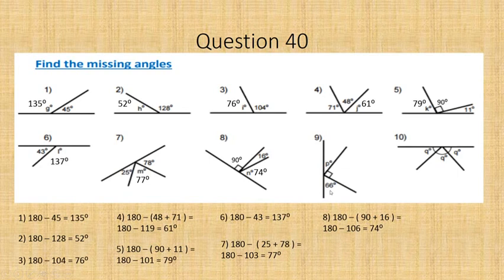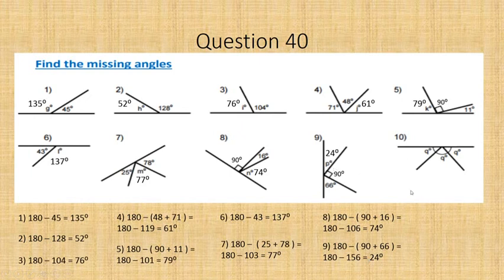Question number 9, I have 66, and I have 90 degrees, and I have P. So it's 90 plus 66, which equals 156. So I have to subtract it from 180 to get the answer, 24 degrees.